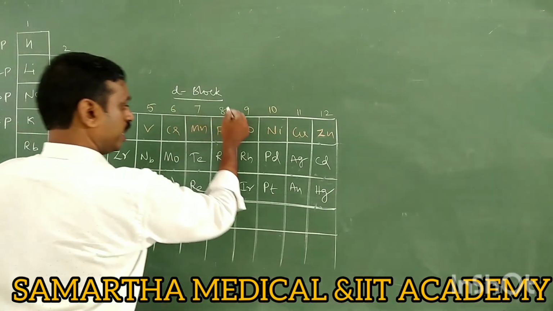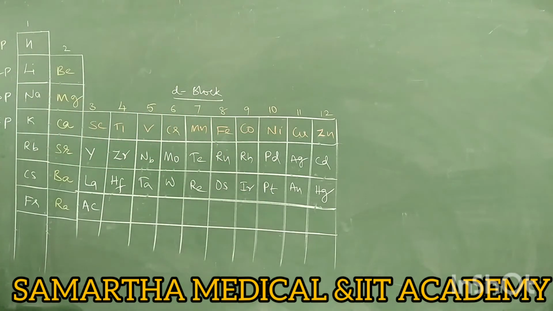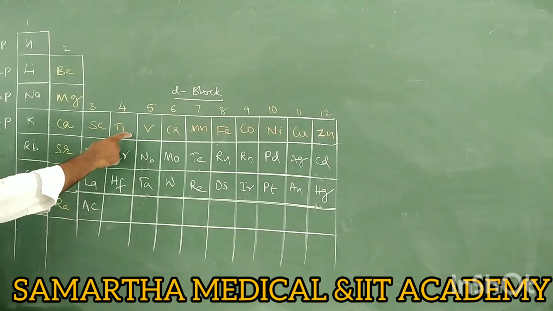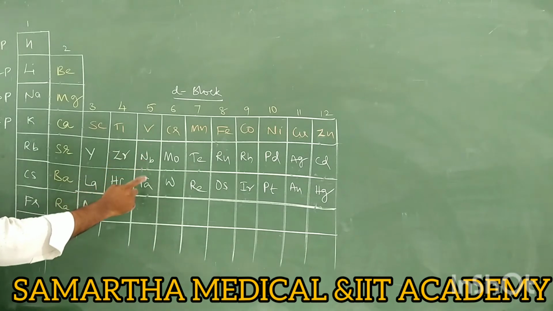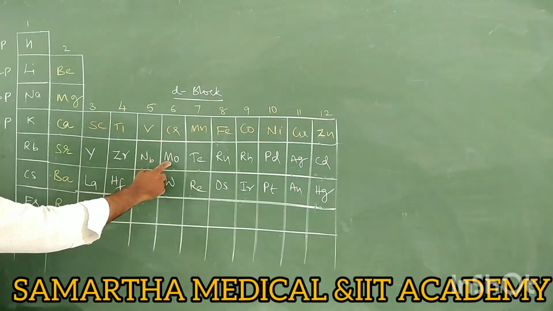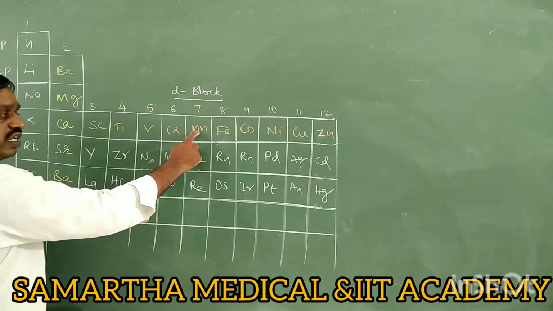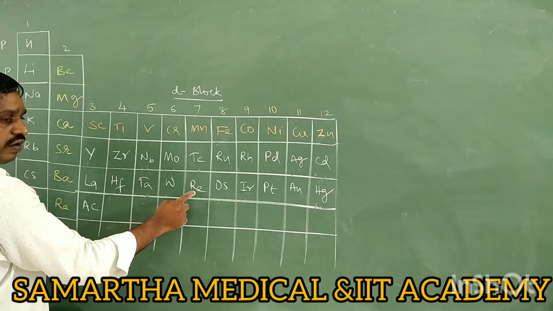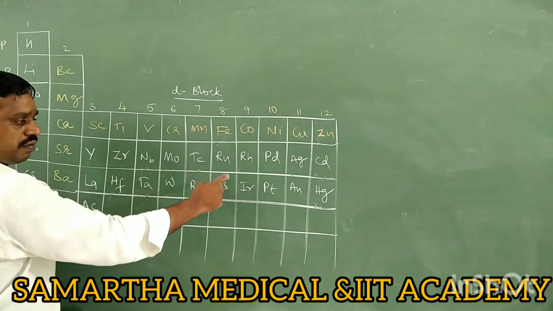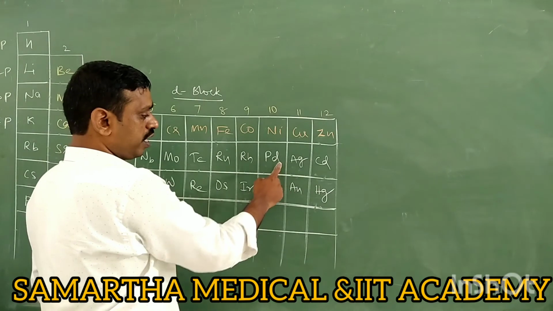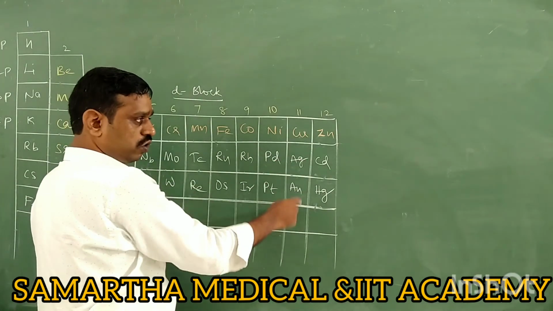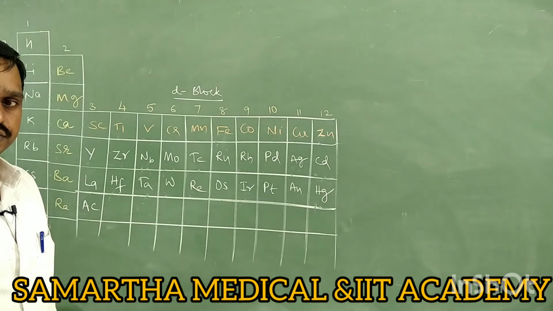So you must remember elements group wise. Okay. I repeat once again. You listen to the names. Scandium, yttrium, lanthanum, actinium. Next, titanium, zirconium, hafnium, vanadium, niobium, tantalum, chromium, molybdenum, tungsten, manganese, technetium, rhenium, iron, ruthenium, osmium, cobalt, rhodium, iridium, nickel, palladium, platinum, copper, silver, gold, zinc, cadmium, mercury.